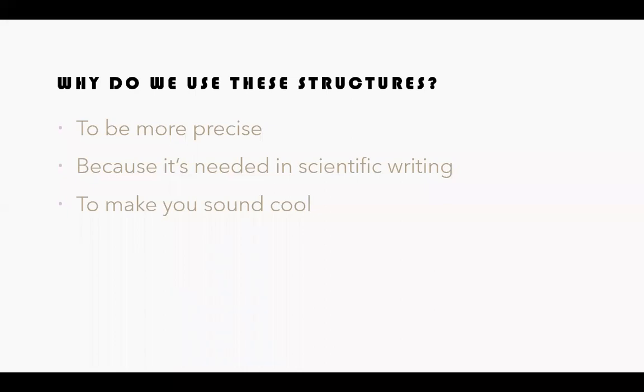Alright, now you might be wondering why do we use these structures? And the purposes are simply to be more precise in expressing changes, and because it is needed in scientific writing. You need to be specific, right? In scientific writing, so you need to use these structures. And the third one, of course, it makes you sound cool if you can be more specific in showing the changes. All right, I guess that's all for today's materials about expressing changes.